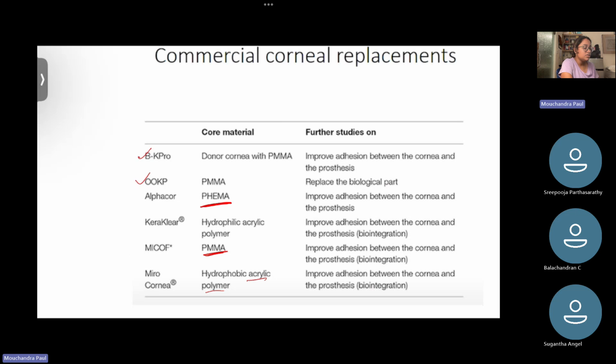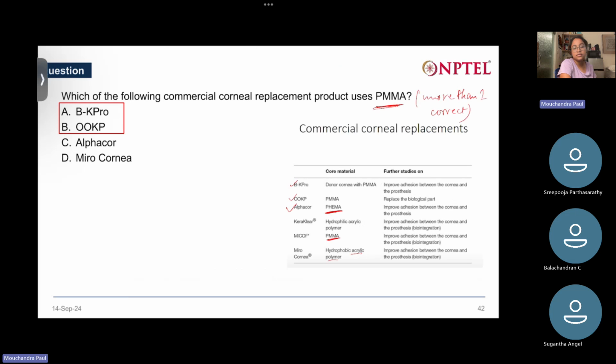There is another polymer widely used for corneal tissue engineering called polyHEMA. This is slightly more hydrophilic than PMMA, and it is used as the core material in the commercial product AlphaCor. When you get time, go through these slides where they discuss commercial products for different tissue engineering applications like bone, vascular tissue engineering, and cornea. It may be asked in a question. Otherwise, not much relevance to this anyway.